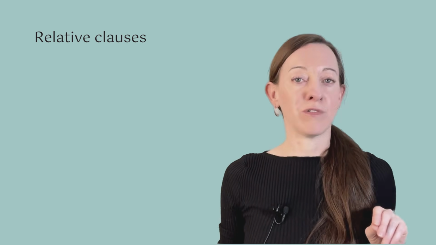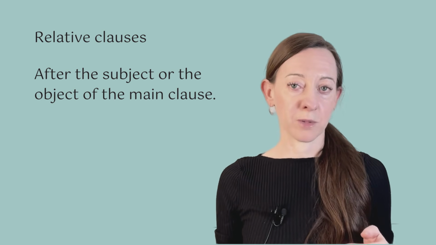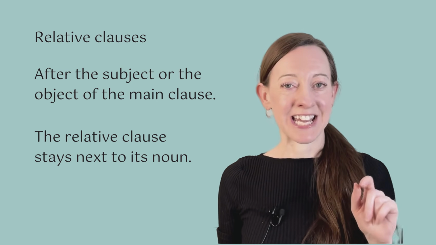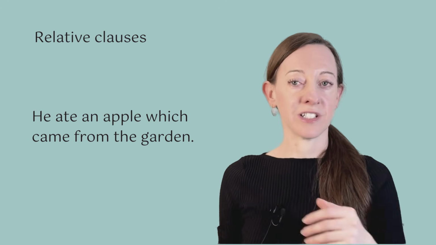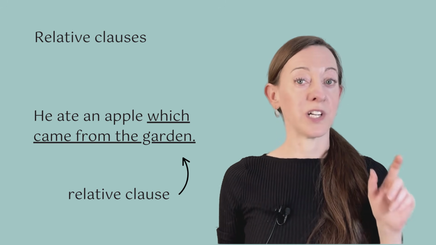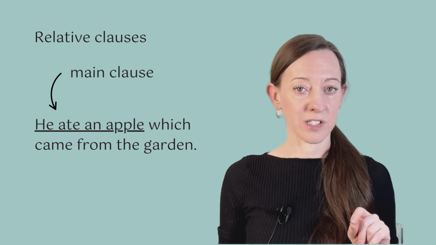We can use a relative clause after the subject or the object of the main clause. The relative clause stays next to its noun. He ate an apple which came from the garden. The relative clause adds extra information about the word apple. Apple is the object of the main clause.